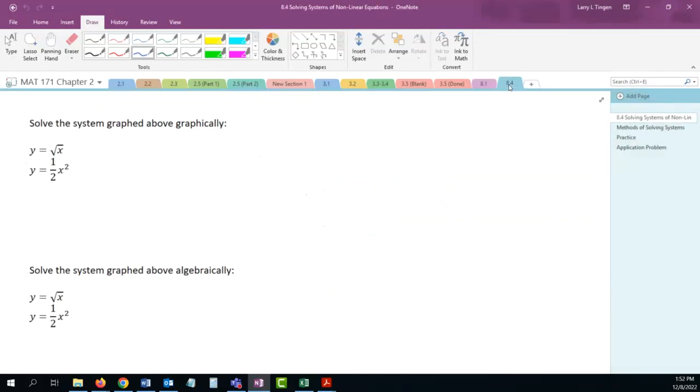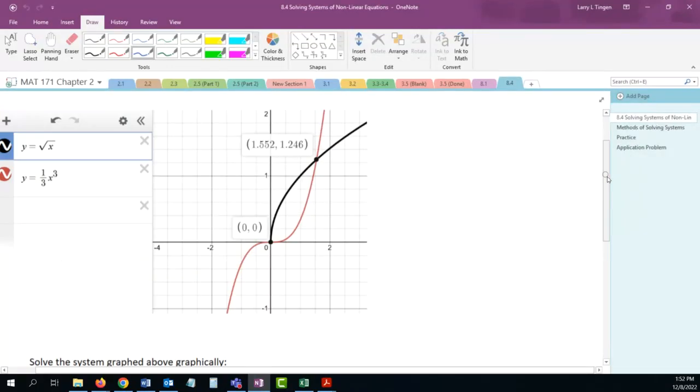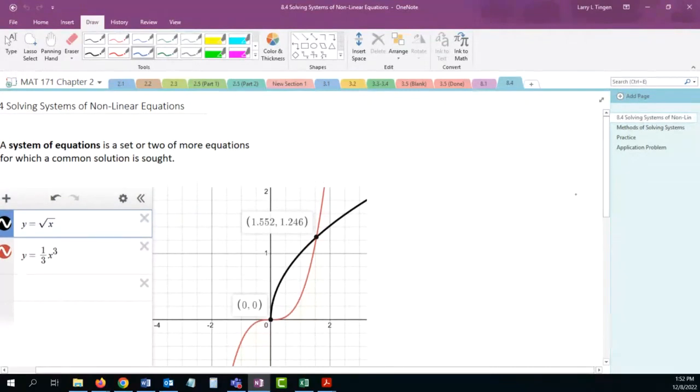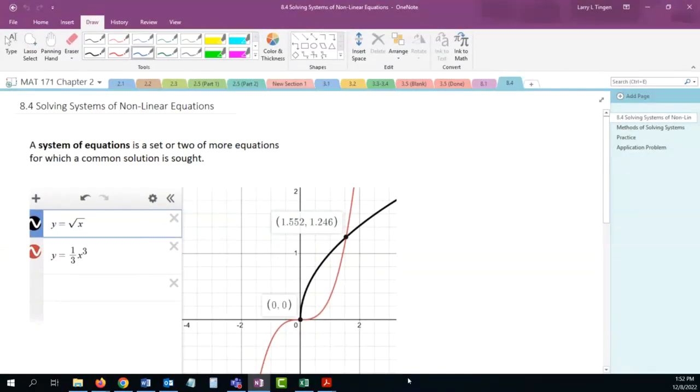All right, so 8.4, let's get it going. Now all we're doing is, instead of having two linear equations, we're going to have systems of nonlinear equations. So what do we see here? Equation 1 is y is equal to the square root of x. Equation 2 is y is equal to 1/3 x cubed.